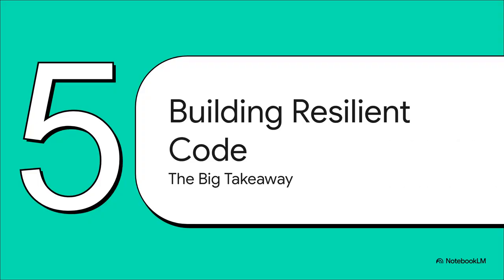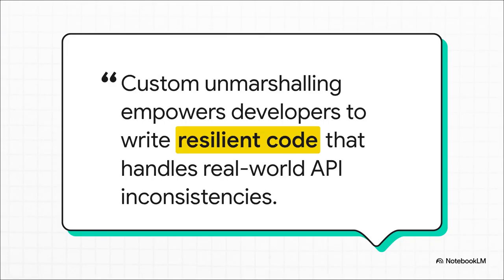So, what's the big takeaway here? This technique goes way, way beyond just fixing one tricky field from a flaky API. This is really about a fundamental approach to building robust, professional software. The source material really just hits the nail on the head with this quote. The real world is messy. Data is messy. APIs have bugs, they get updated, and they sometimes send back weird stuff. Our job as engineers is to build systems that can handle that mess gracefully, and custom unmarshalling is a key tool in our toolbox for doing exactly that.